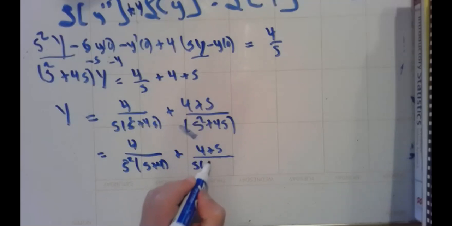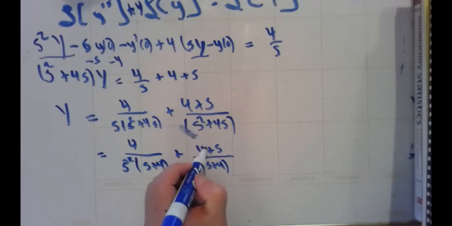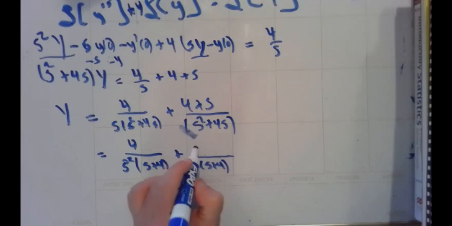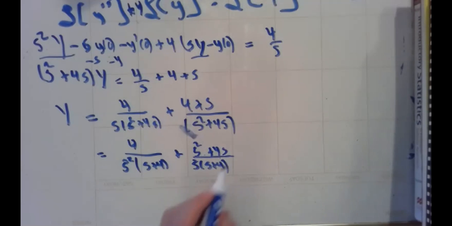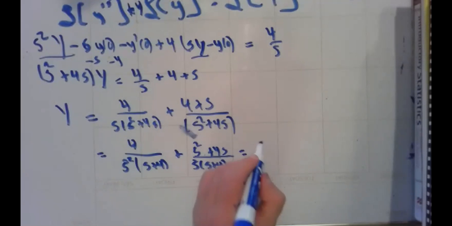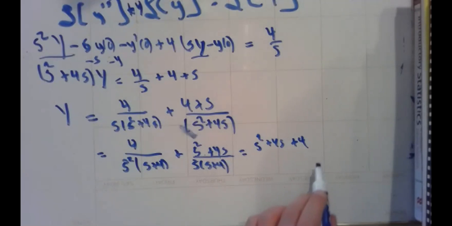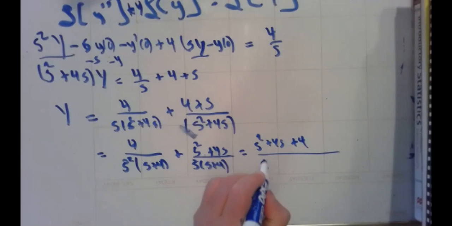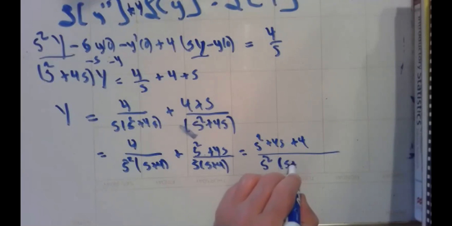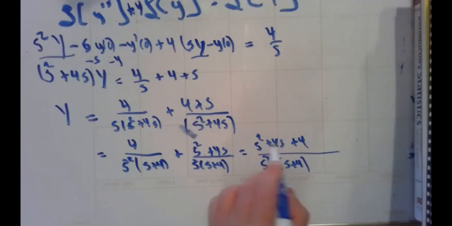Pull an s out. I need to multiply top and bottom by s here to make this an s squared. So this will be s squared plus 4s. So now we can combine together. This is s squared plus 4s plus 4 over s squared, s plus 4. That factors on top there, by the way. That is s plus 2 squared.